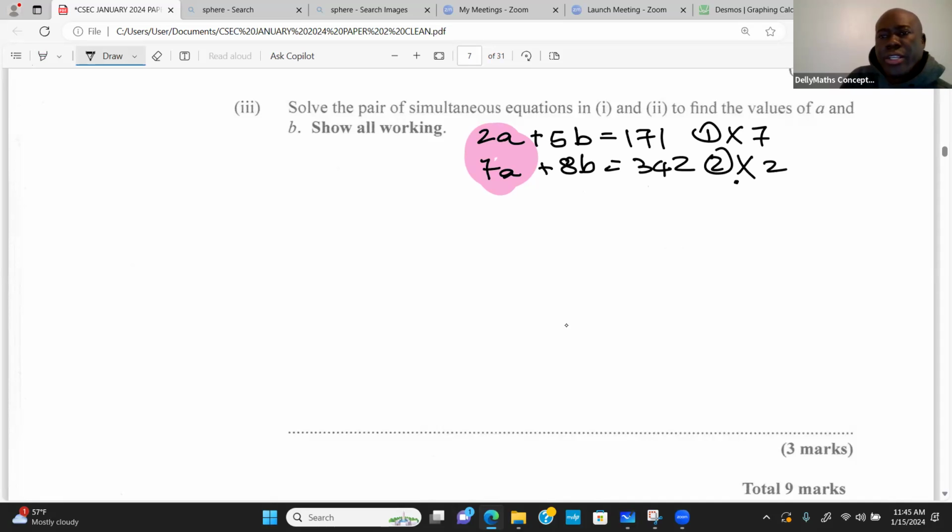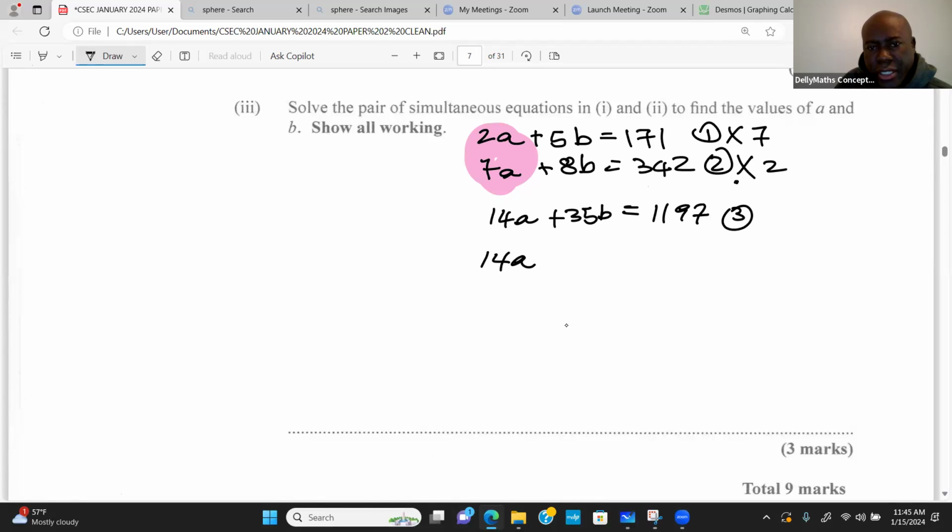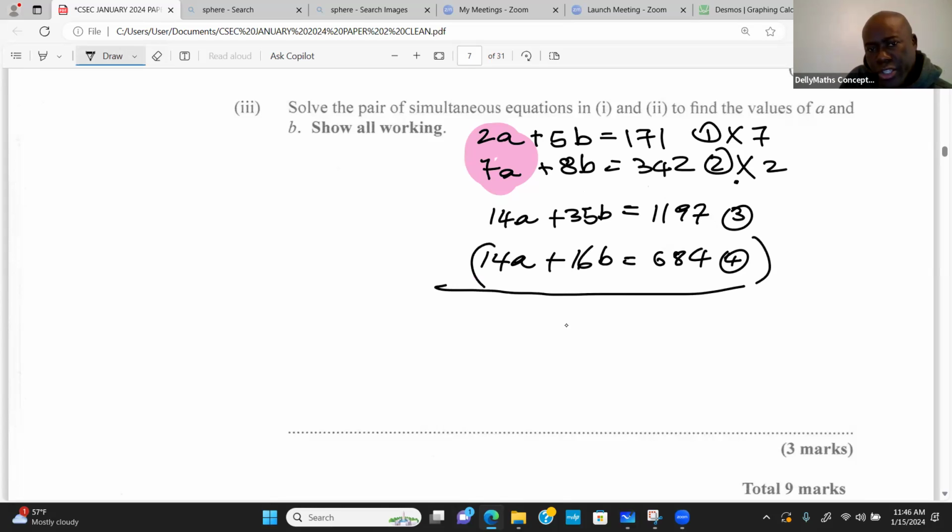So in creating equation 3, 7 times 2 is 14a plus 35b, which is going to equal 171 times 7. That's going to give me 1,197. This is the third equation. 2 times 7 is 14a, 16b, which is equal to 8. Well, not 8, 6. That is equal to 684. That's equation 4. So all I'm going to do is subtract both equations.